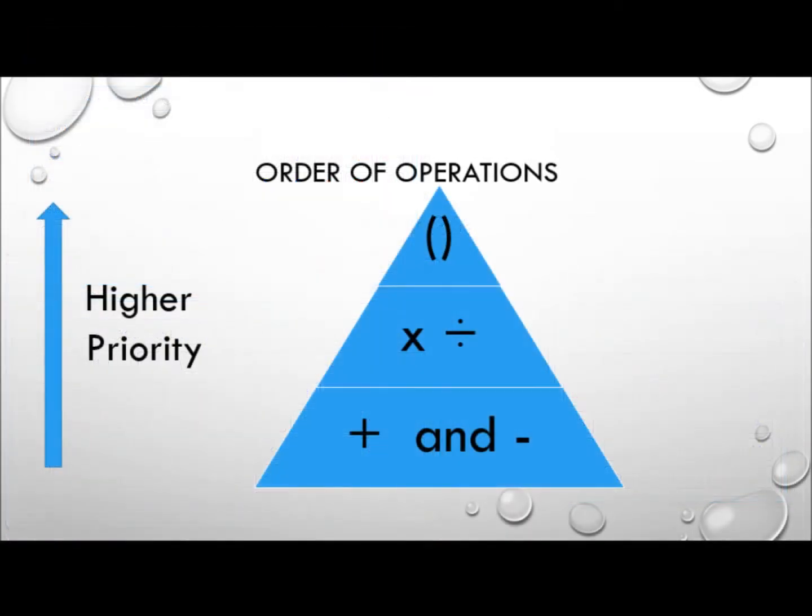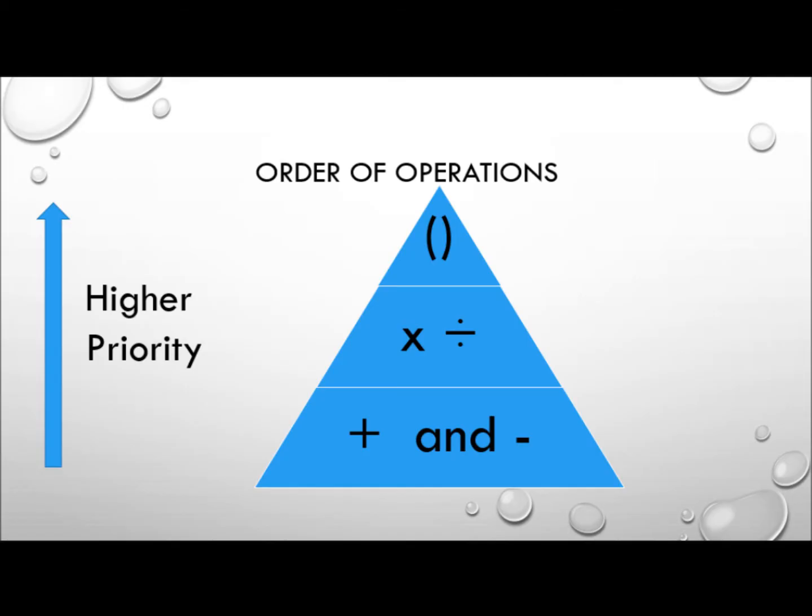This all boils down to what we call order of operations. Addition and subtraction has the lowest priority, whereas multiplication and division have a higher priority over addition and subtraction. That means we evaluate multiplication and division before we give our attention to addition and subtraction.